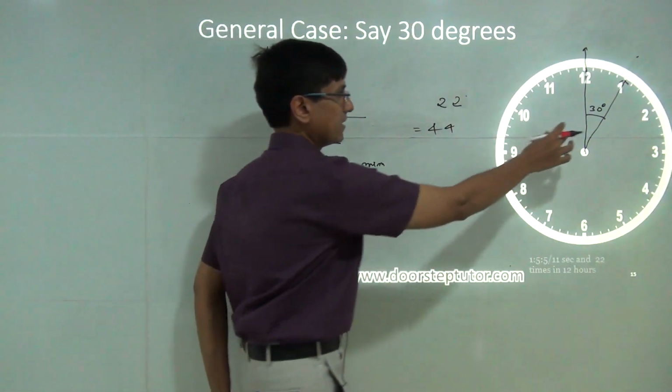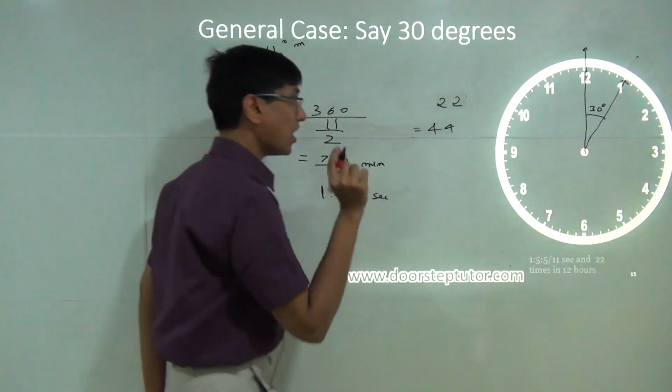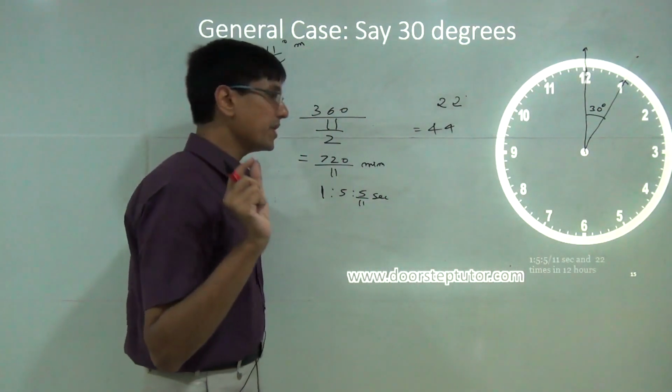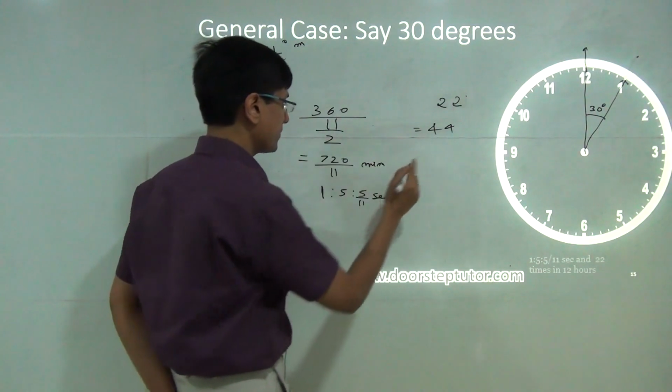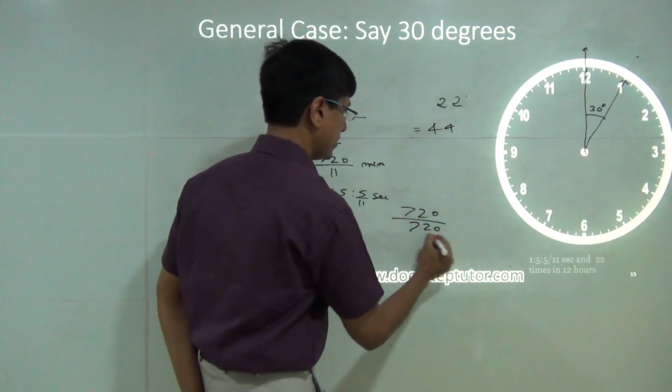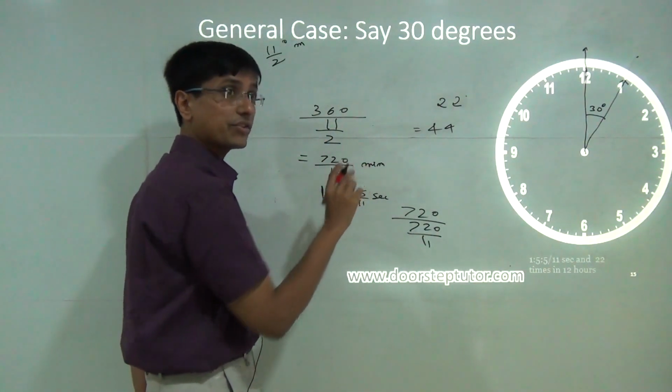Therefore, this 30 degree angle would repeat how many times in a 12 hour or 720 minute period? It would appear 720 divided by 720 divided by 11. This is the time after which it is repeated.